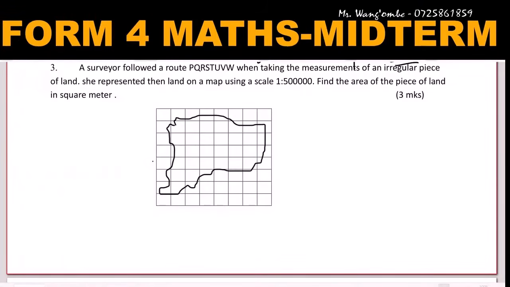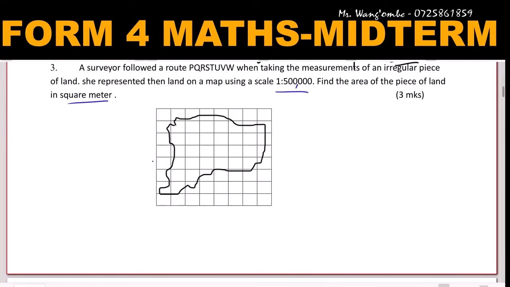Question 3. A surveyor followed a route PQRSTUVW when taking the measurements of an irregular piece of land. She represented the land on a map using the scale 1:500,000. Find the area of the piece of land in square meters. And then you're given the scale here.